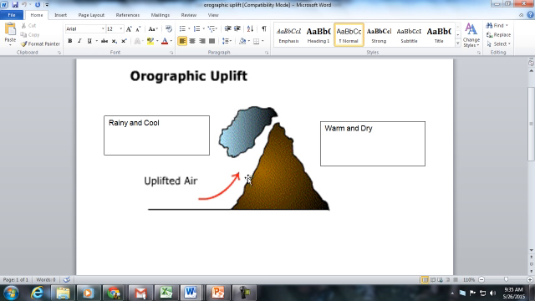And then after the rain happens, that air continues to move over the mountain, and this side, the leeward side, is warm and dry. Know for your test and your exam that the windward side is rainy and cool, and then after that rain is dropped, the leeward side is warm and dry.